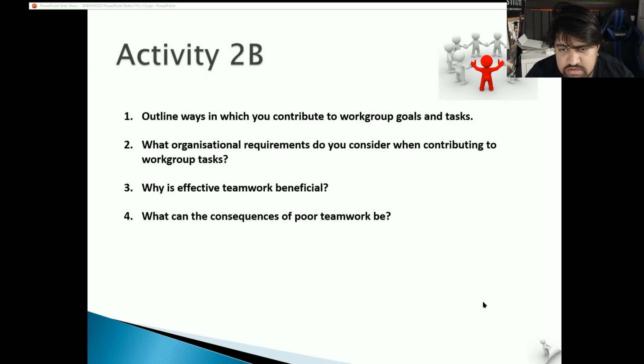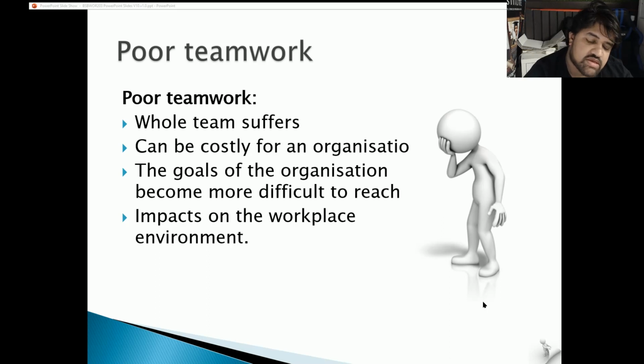What can the consequences be of poor teamwork? So when we have poor teamwork, we can have bad output, and the whole team will suffer from bad work ethic. We can fall behind on tasks. The organization may lose money or go out of business.